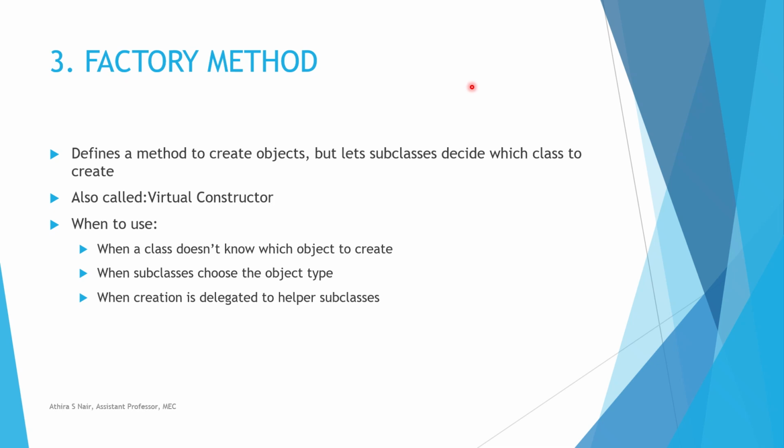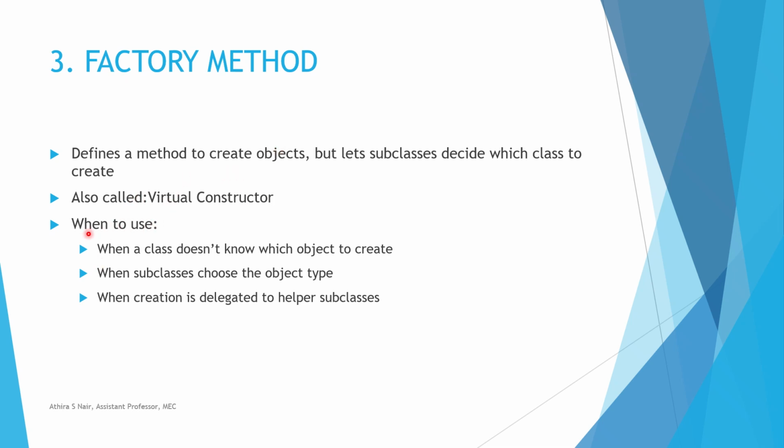The third type of design pattern is factory method. The intent of the factory design pattern is to define an interface for creating an object, but let subclasses decide which class to instantiate. So factory method lets a class defer instantiation to subclasses. It is also called virtual constructor.